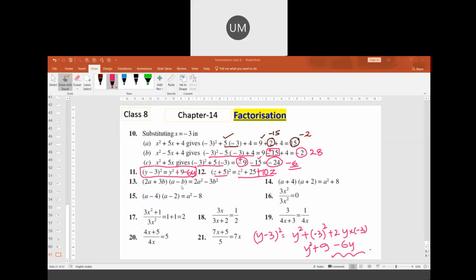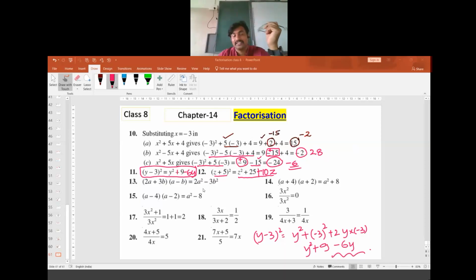Coming to this question, is it correct to write in this format: 2a square minus 3b square? No, sir. 2a whole square minus 3b whole square, sir. 2a minus 3b whole square. Still it is wrong. Is it in the form of a square minus b square? No, it is not in the form of a square minus b square. It is not in any format at all, sir.